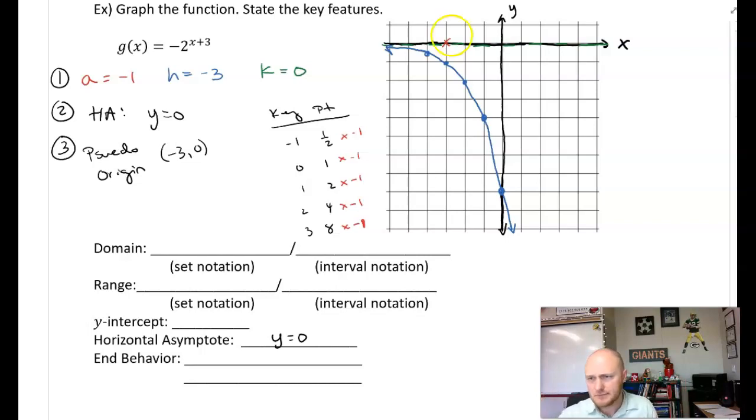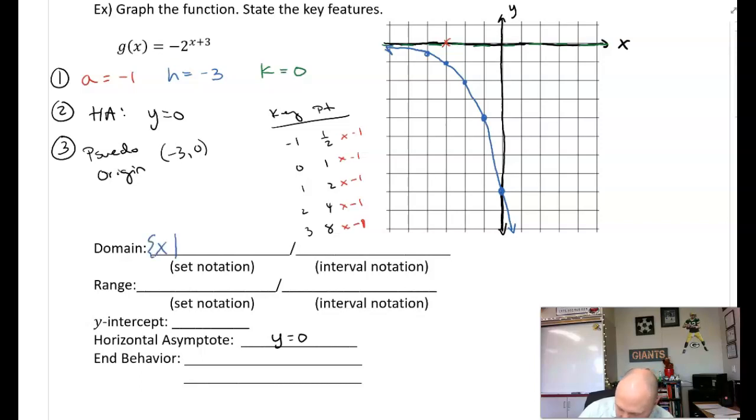Ta-da! Okay, and just think about this. Does this kind of adhere to the reflections that we're used to seeing? I'm shifting left 3 units, right? So my key point, left 3, 1, 2, 3, and then we reflect. Yep. So I'll go ahead and write down the key features.